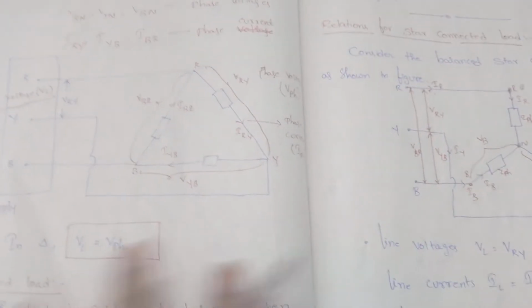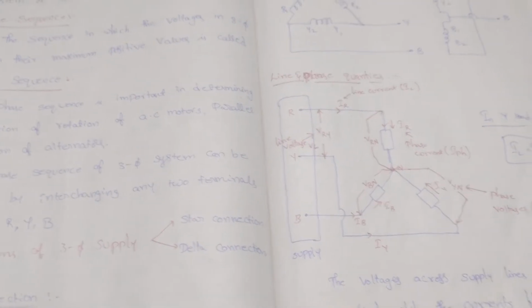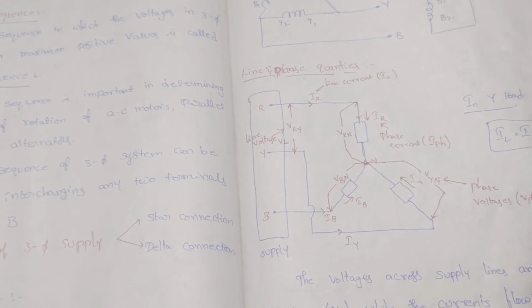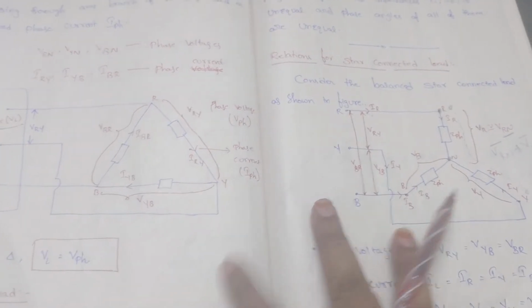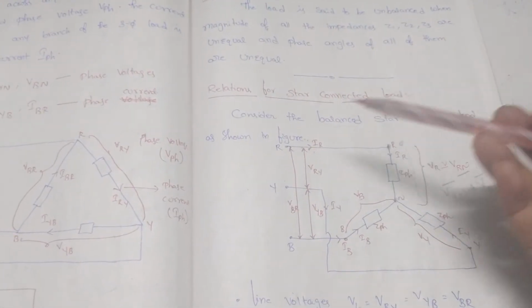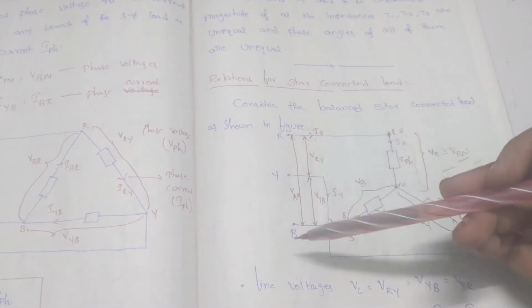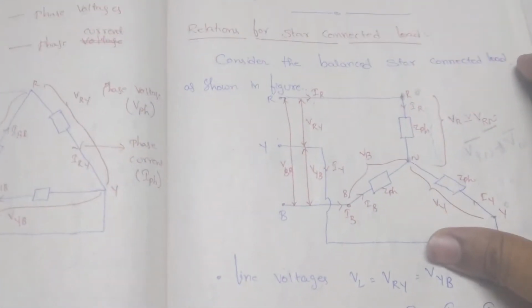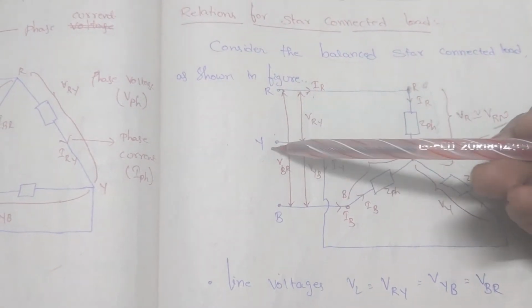Already in our previous classes, we came across how the line and phase quantities are in star connected as well as delta connected modes. So today we concentrate on the relations in the star connected mode. This is the star connected load with a supply R Y B. Kindly observe this one. We have the supply R Y B.